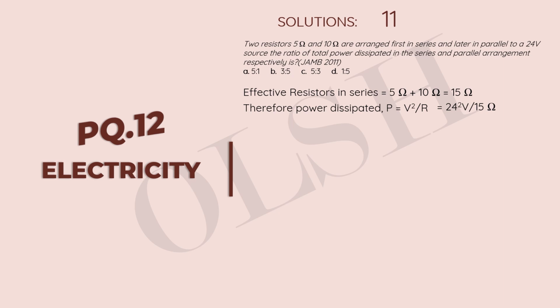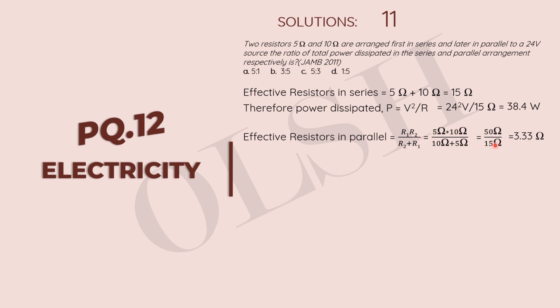So we now go to solve for the resistors in parallel. Of course we know this formula, R1 R2 all over R2 plus R1 for resistors in parallel. We bring in our values, we simplify, we have 50 all over 15. So the effective resistance in parallel is 3.33 ohms.